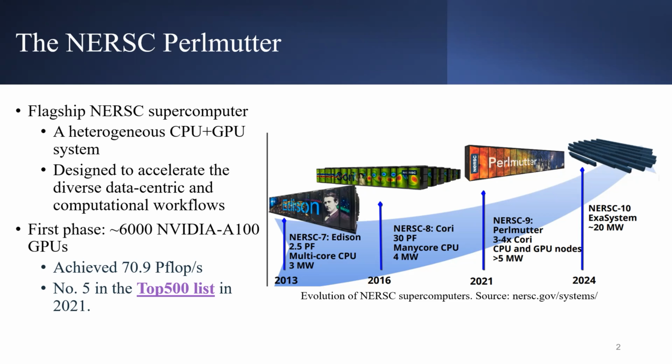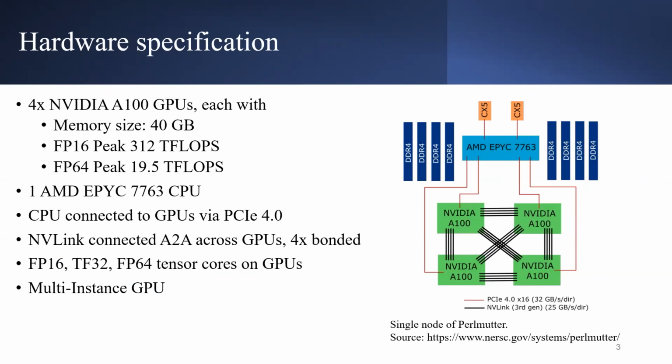This is a successor of the Cori system, which is a many-core system. This is their first GPU system. We've been running a lot of tests and we've been in touch with the NERSC folks regarding running things on Perlmutter. Just to give an overview of the hardware specification: like I said, it has 6,000 GPUs, so there are 1,500 nodes with four A100 GPUs each. The memory is about 40 GB for each GPU. Half precision peak performance is 312 teraflops, and double precision is about 19.5 teraflops. So it's a pretty fast system.